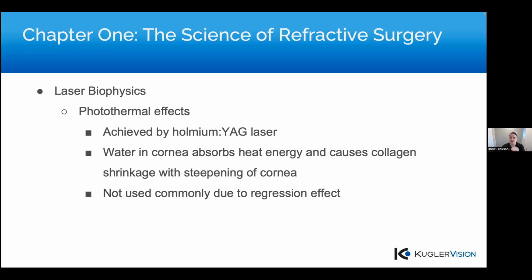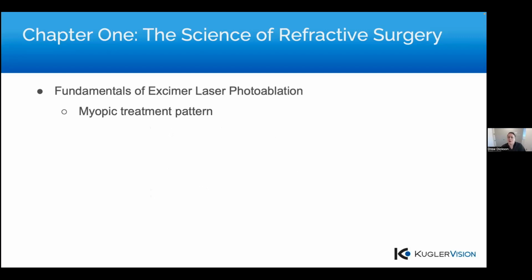So it used to be used in the periphery of the cornea, not commonly used anymore due to regression effect. I've never seen anyone who's had this done. I've never performed it myself, but something just conceptually to know about is the photothermal effect of the holmium YAG laser. So other fundamentals from this chapter, talking about myopic treatment pattern.